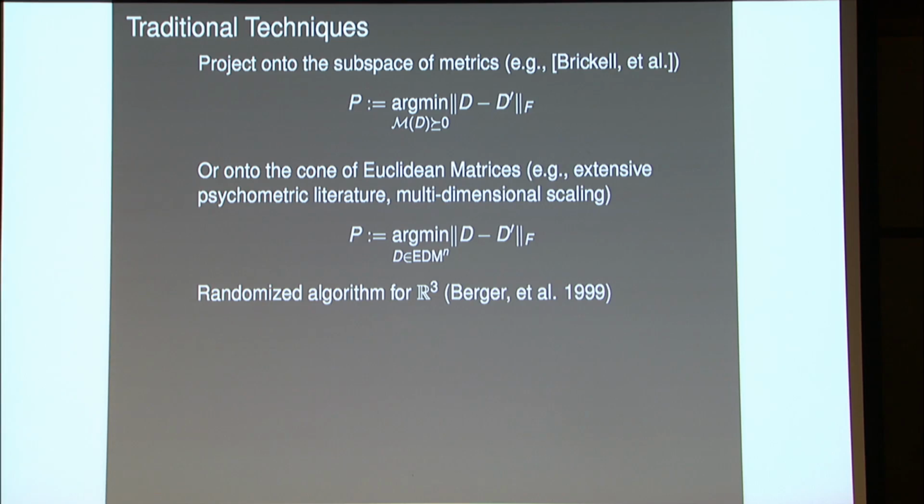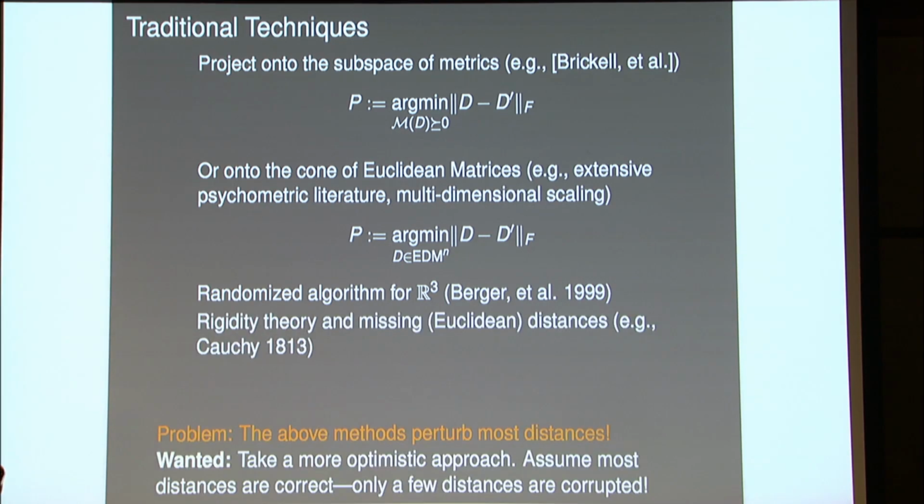There is a randomized algorithm for R3, which is kind of cute. It goes back to the late 90s. You could also say the sort of rigidity theory that Cauchy was looking at in the 1800s is related to how many distances I can change and still preserve various properties of polygons. The problem with all of these methods is that they perturb most of the distances.